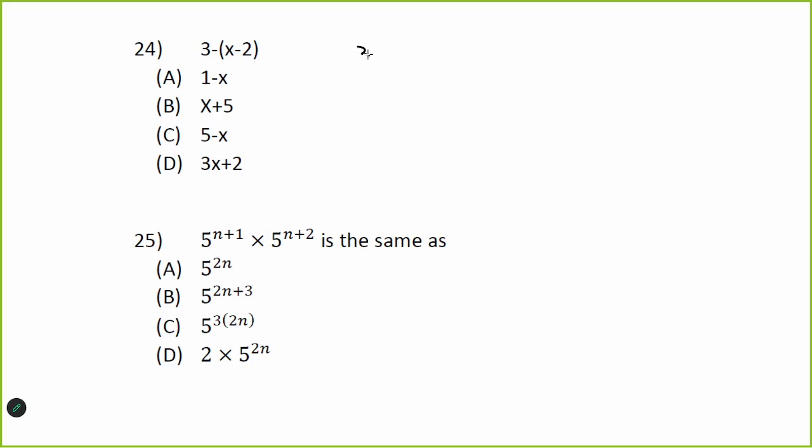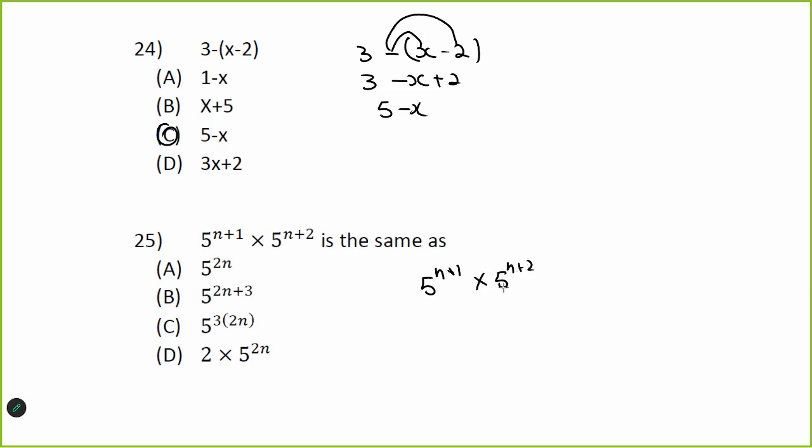Let's do this one. 3 minus x minus 2 will be 3 minus x plus 2, because a minus and a minus is a plus. That would be 3 plus 2 is 5, 5 minus x. So C. This one here, we did this question. No, we didn't. 5 to the power of n plus 1 multiplied by 5 to the power of n plus 2. Base is the same, so we add up powers. That's 5 to the power of n plus 1 plus n plus 2. That's 5 to the power of 2n plus 3. So B is the answer.